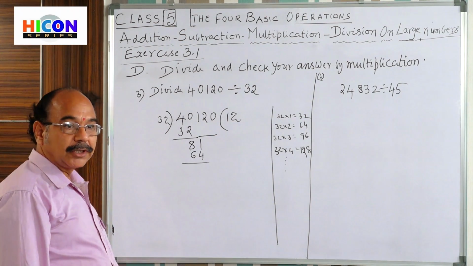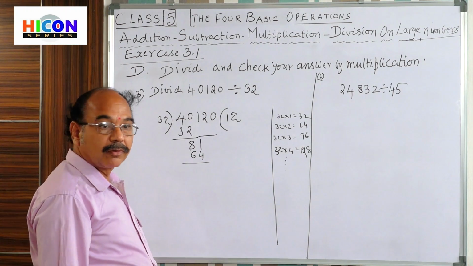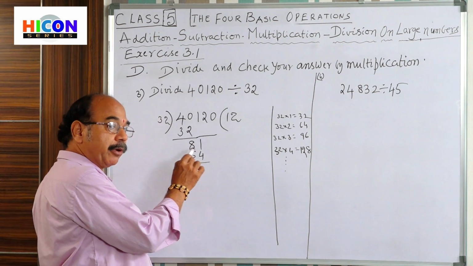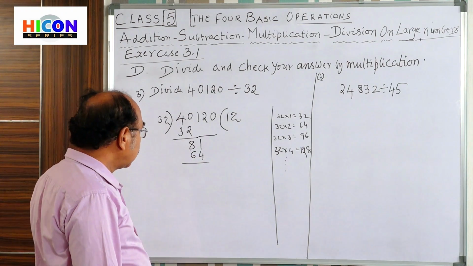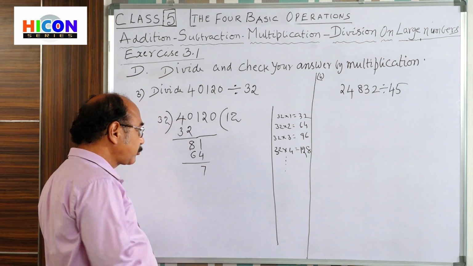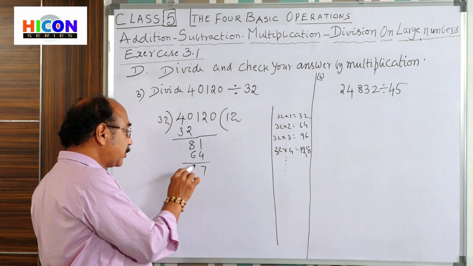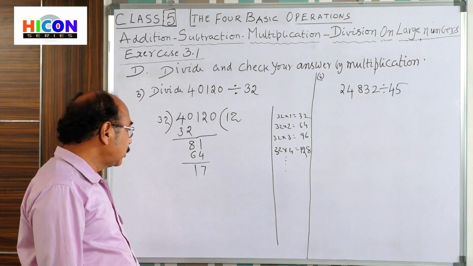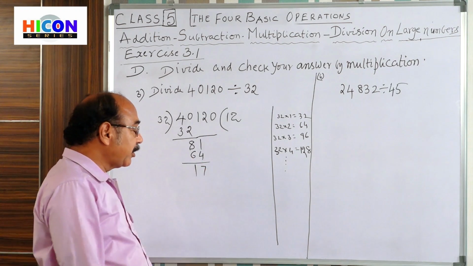64. Subtract. Here 1 minus 4, not possible, that's why we take a borrow. So 1 becomes 11. 11 minus 4 is 7. Here 8 gave a borrow, no? That's why here 7 only. 7 minus 6. 81 minus 64 is equal to 17.